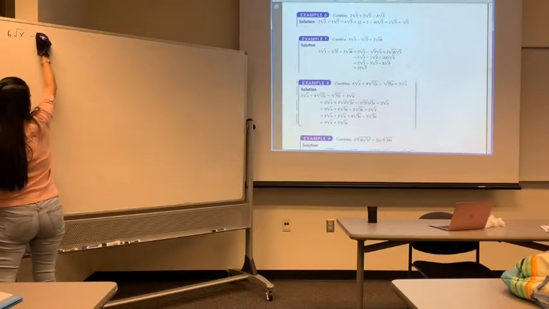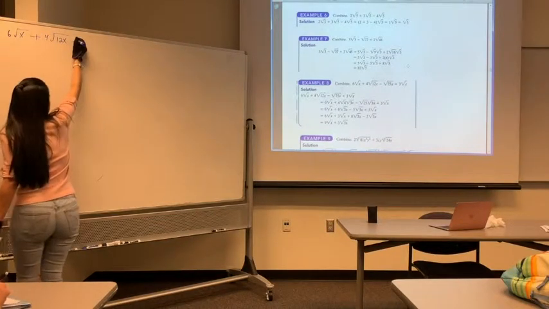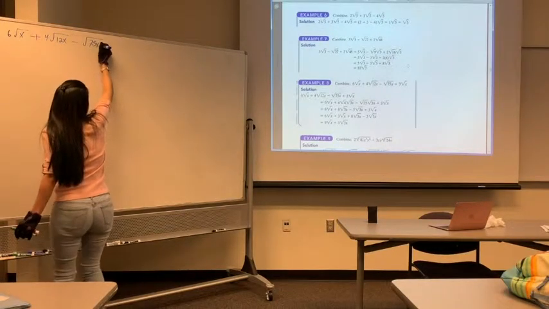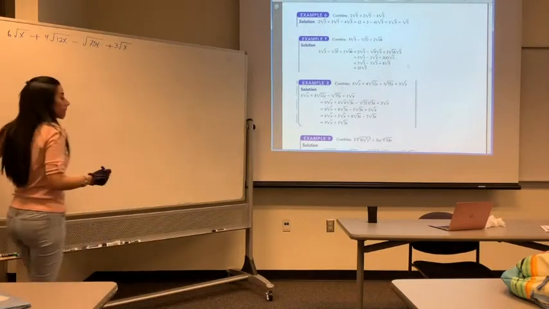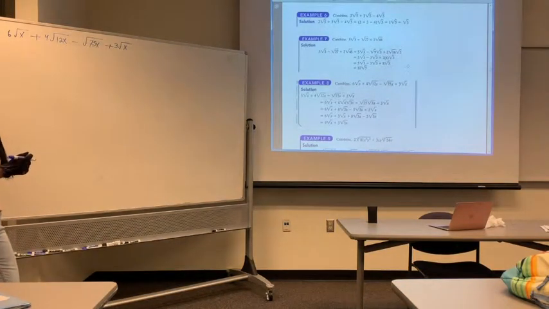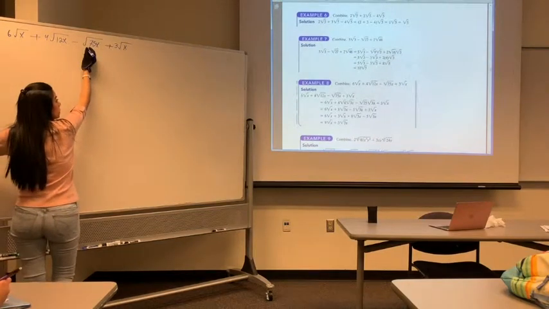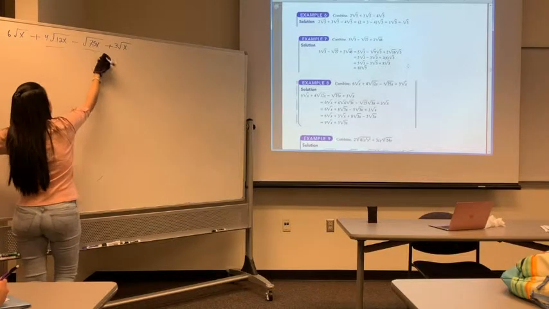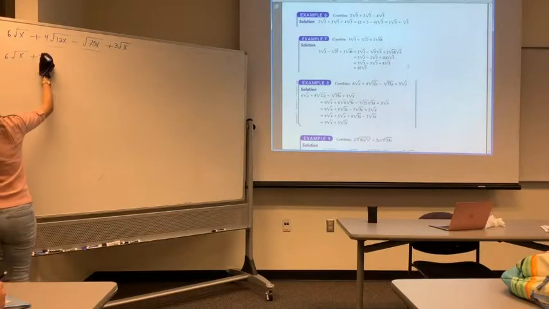Radical x plus 4 radical 12x minus radical 75x plus 3 radical x. So let's simplify this one and this one. So this one stays the same.